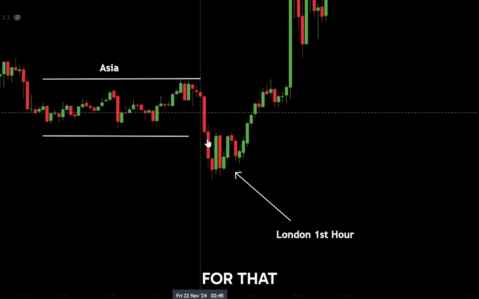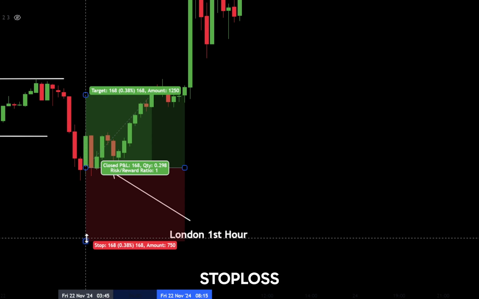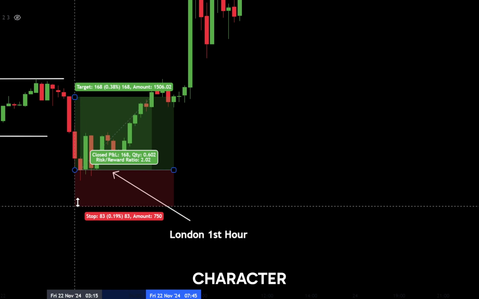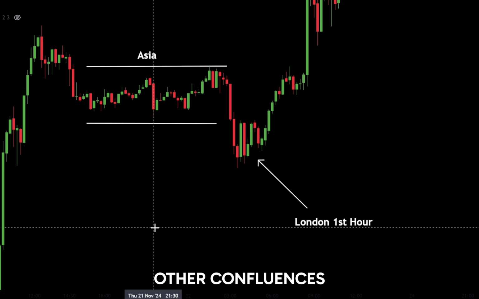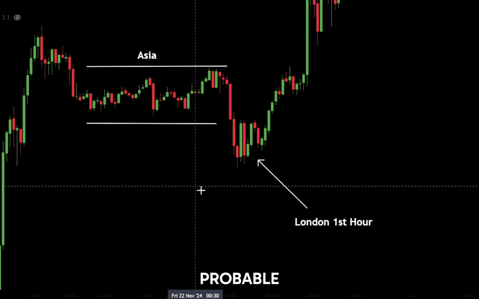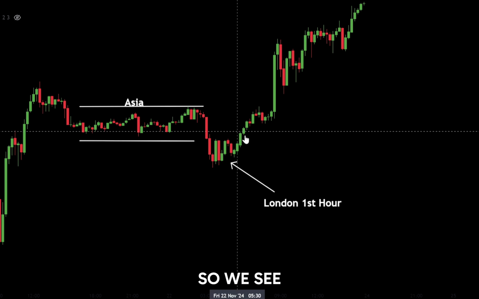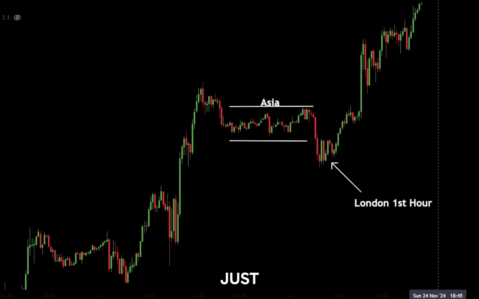So we wait for that first hour opening before getting inside this trade, putting our stop loss right below where price has swept, waiting for that change in character, and holding for a 1 to 5. Now, there are other confluences you could use with this strategy to make it more high probability, or we could just simplify it and you could create like a B plus version of it where you're catching setups almost every single day. So we see the manipulation this time of Asia inside of London, and then price just skyrockets.